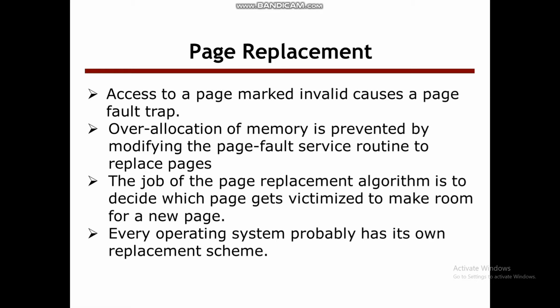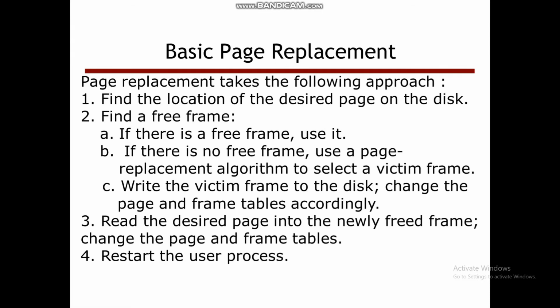Over allocation of memory is prevented by modifying the page fault service routine to replace the pages. And every operating system has its own replacement schemes. Whenever a page fault occurs, how page replacement is done is given through an approach, and in this approach we can see that when a page fault occurs, it finds the location of the desired page on the disk. If there is a free frame, then the page is loaded there.